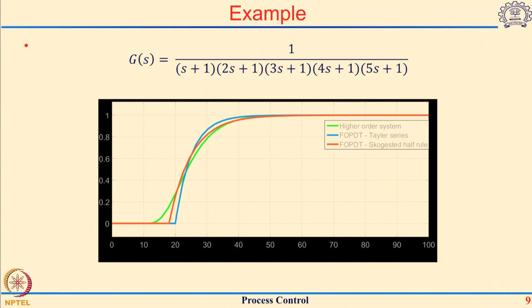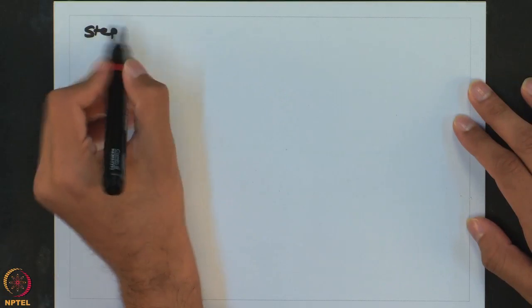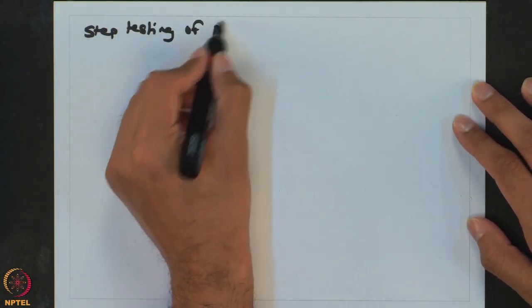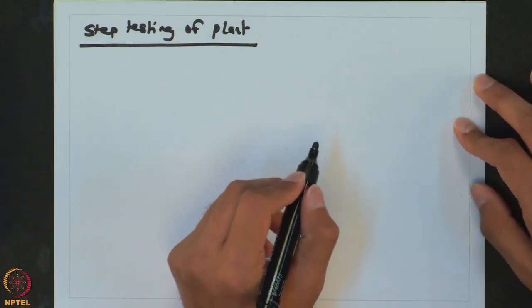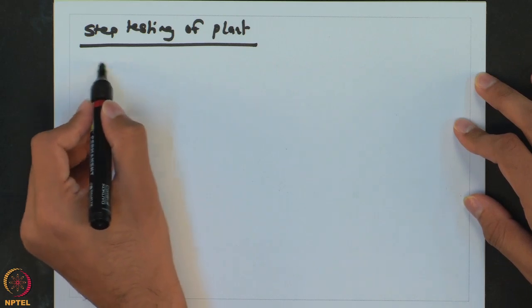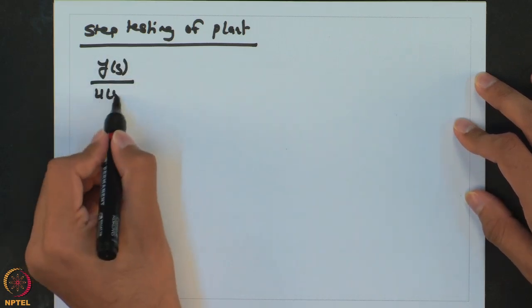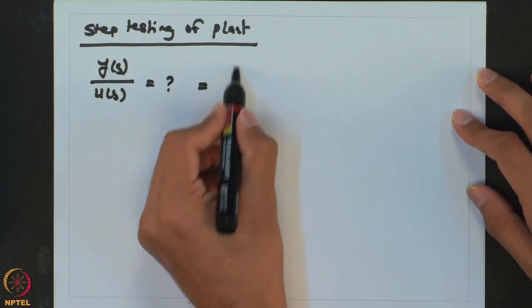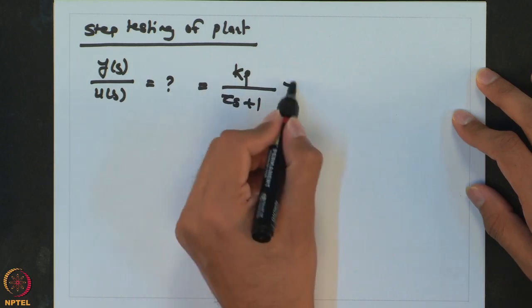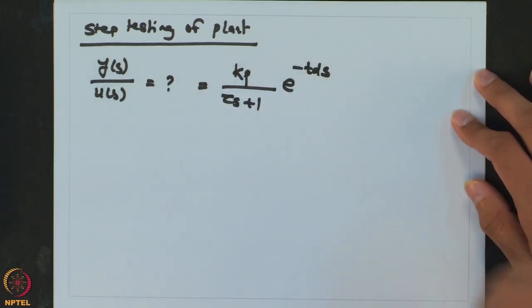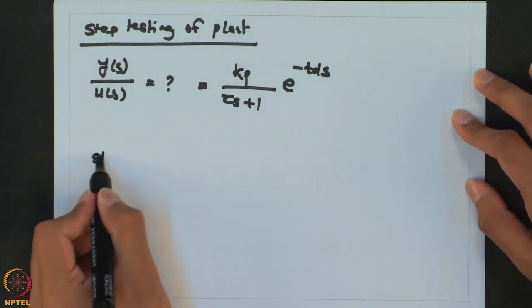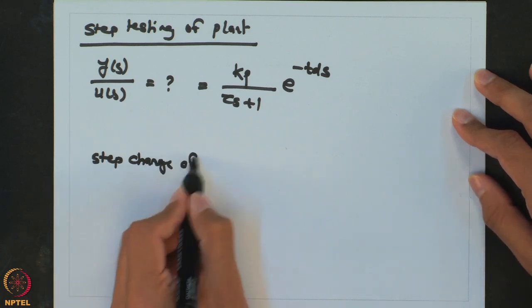Next, we look at the case where we don't have a transfer function representation of the process, but we have the actual process, and how do we come up with this first order plus dead time approximation. In that case, what we do is known as step testing of the plant. So let us say the output we are interested in is y and the input is u, which we are going to represent as a first order plus dead time model. In the given plant, we make a step change in u, let us say of magnitude a.